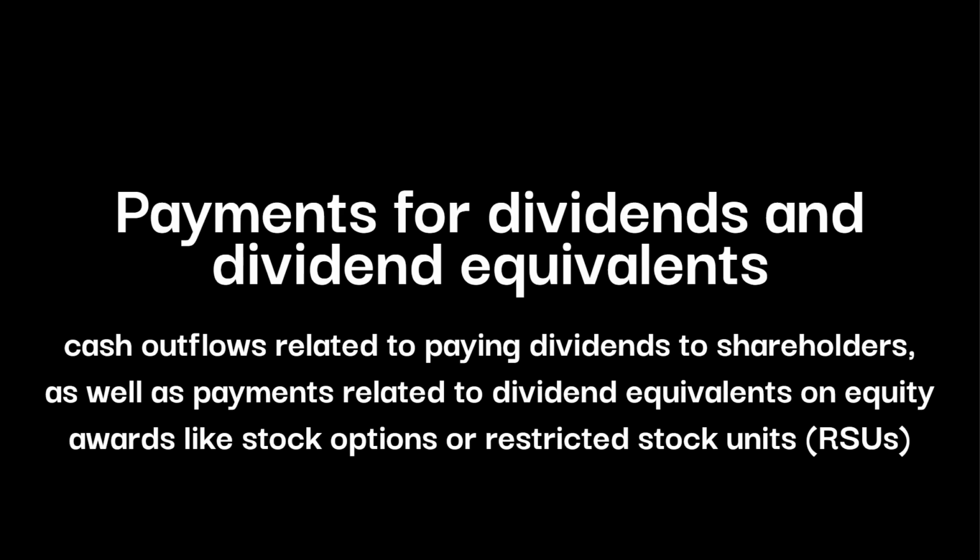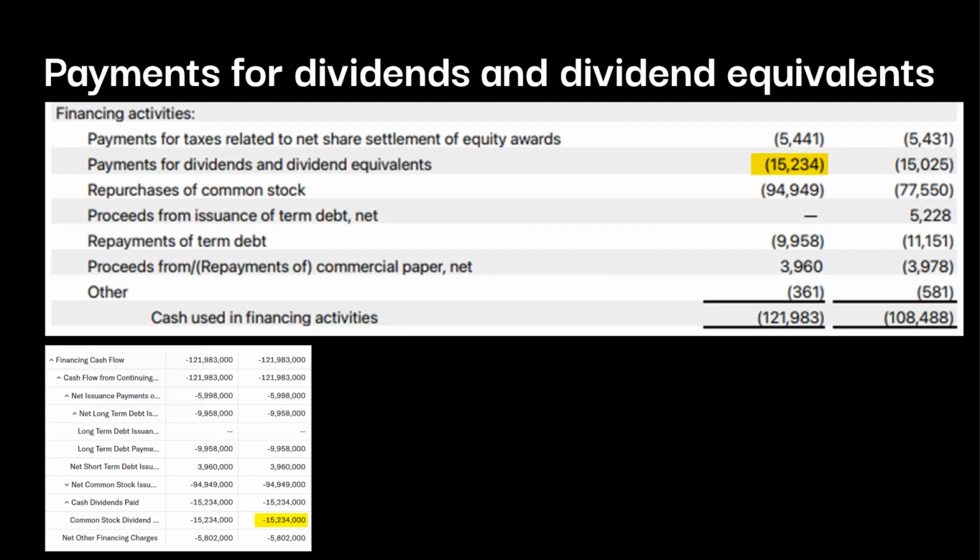Up next, you have payments for dividends and dividend equivalents, right? This is cash outflows related to paying dividends to shareholders, as well as payments related to dividend equivalents on equity awards like stock options or again RSUs. And you'll see this is 15234.